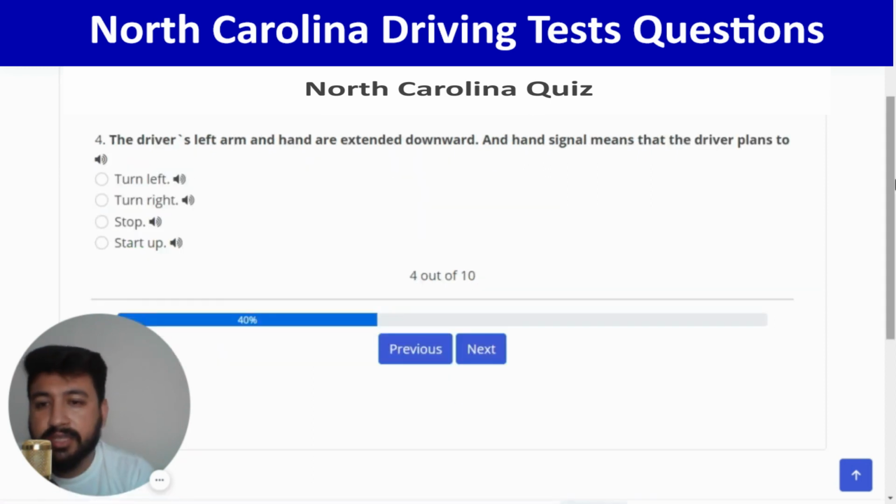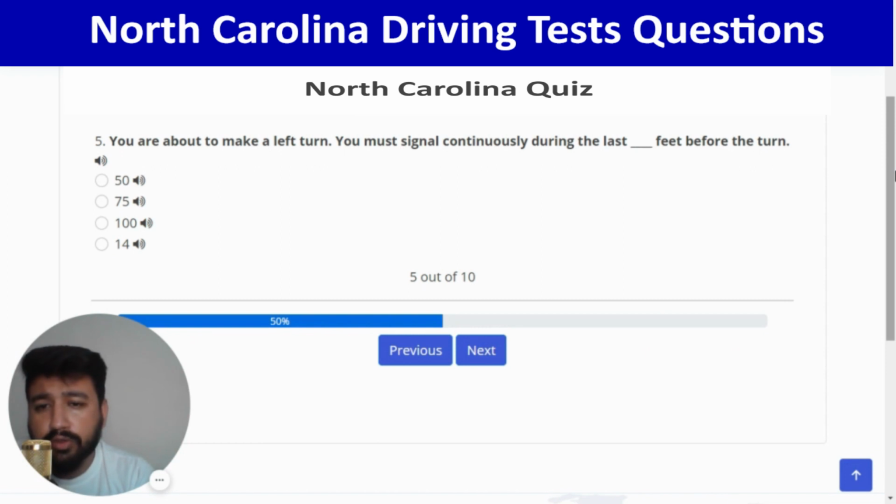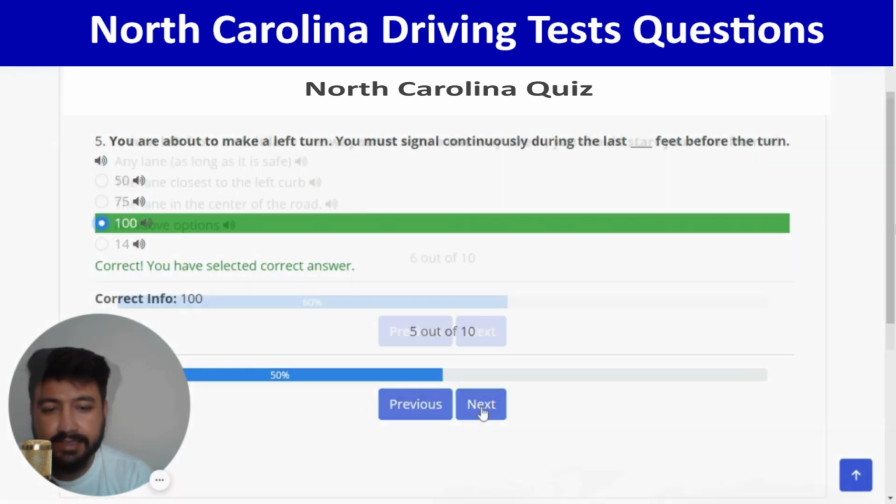And next. The driver's left arm and hand are extended downwards, and the hand signal means that the driver plans to... The right answer of this question is stop. So I'm going to click on the third option. Next. You are about to make a left turn. You must signal continuously during the last blank feet before the turn. The right answer of this question is 100. So I'm going to click on the third option, correct, and next.